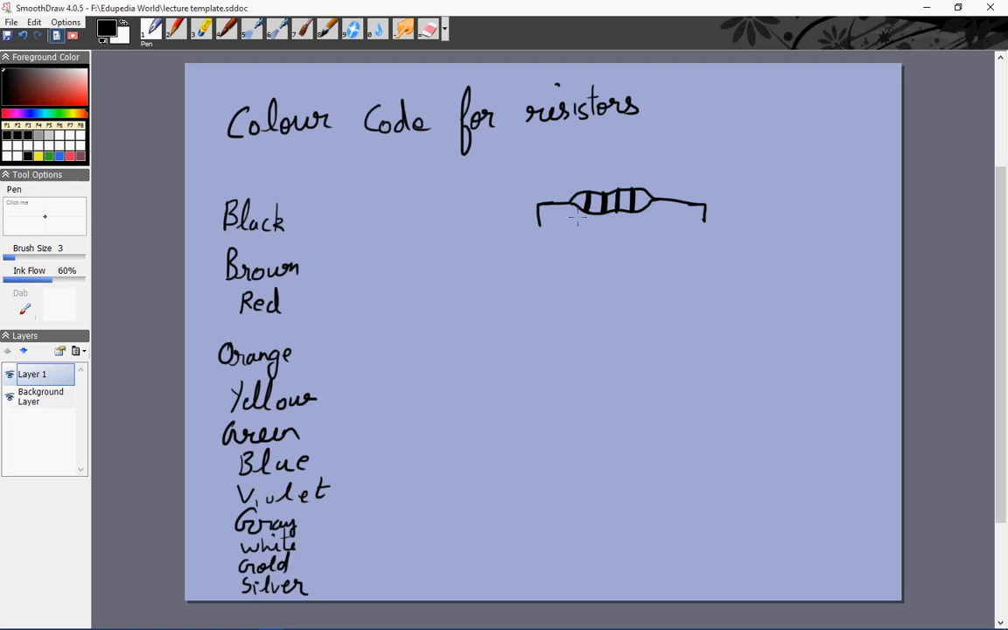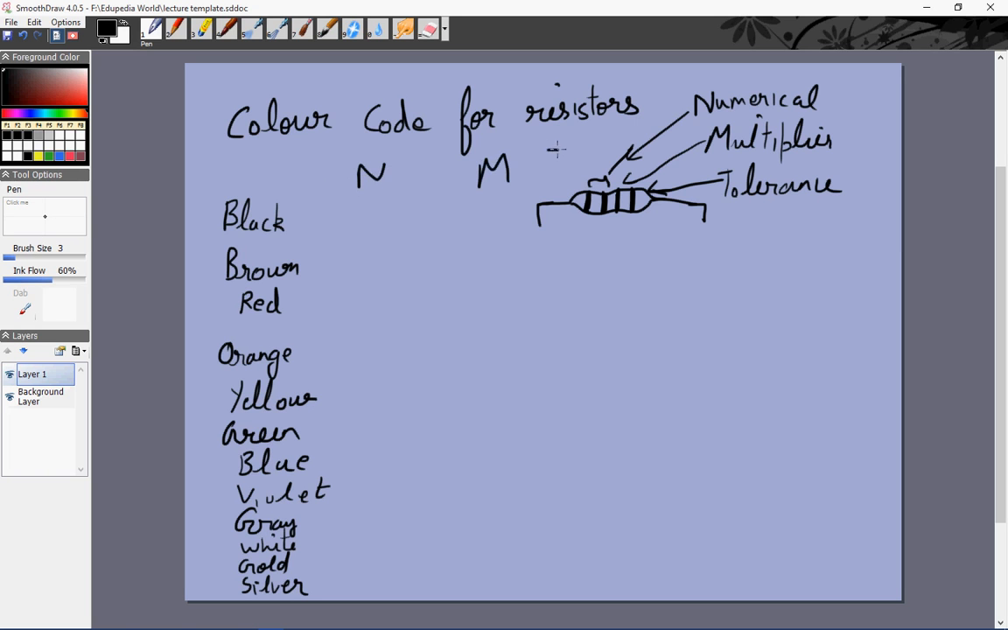So if you take a random resistance from a lab, these might be 4 different colored bands. It might be blue, brown, green, silver, something like that. And what we'll talk about is 3 things: numerical value, multiplier, and tolerance. Numerical value is decided by the first 2, multiplier is the third one, tolerance is the fourth one. I'll just write N, M and T here in the table.